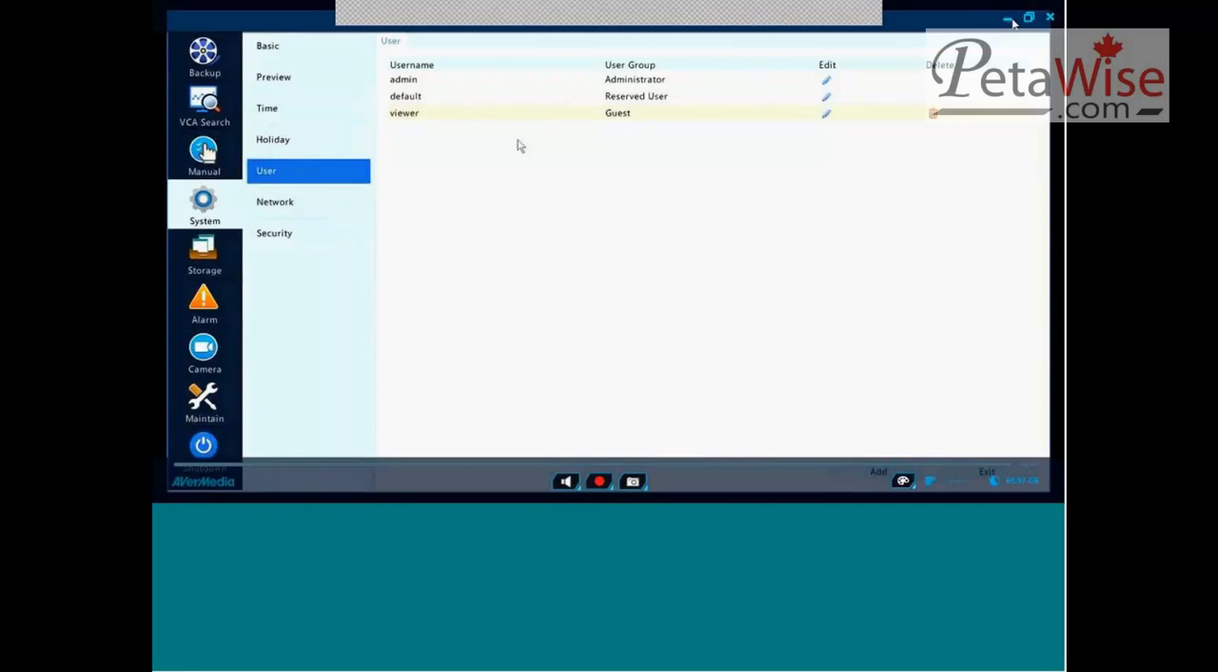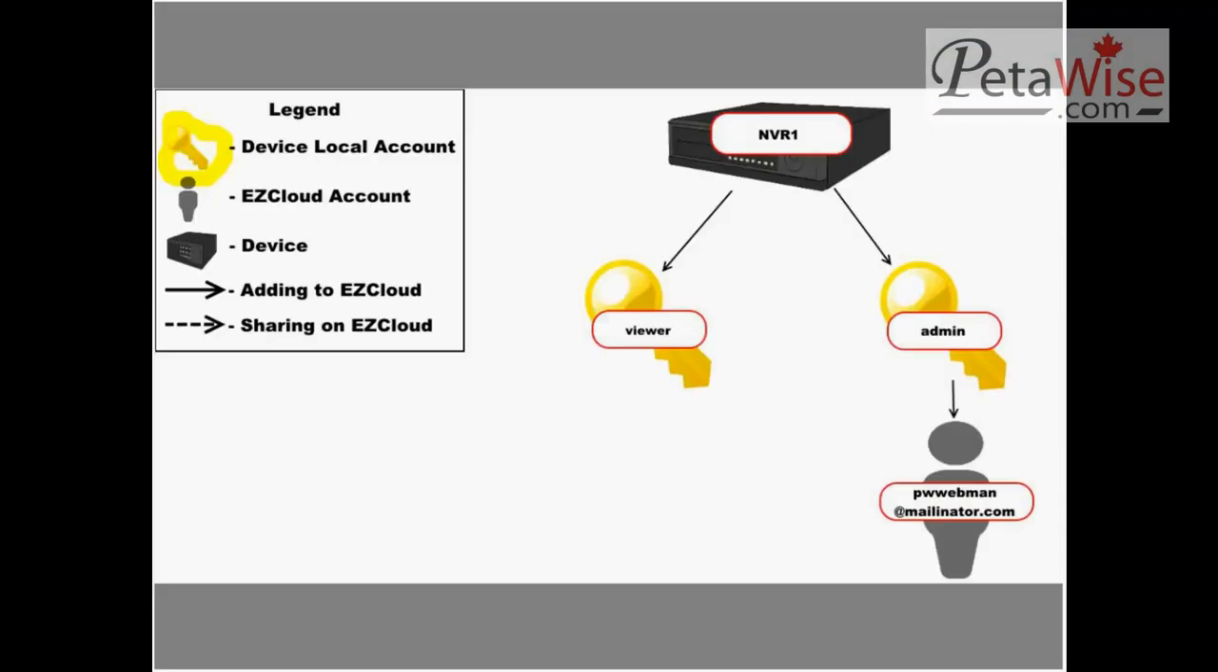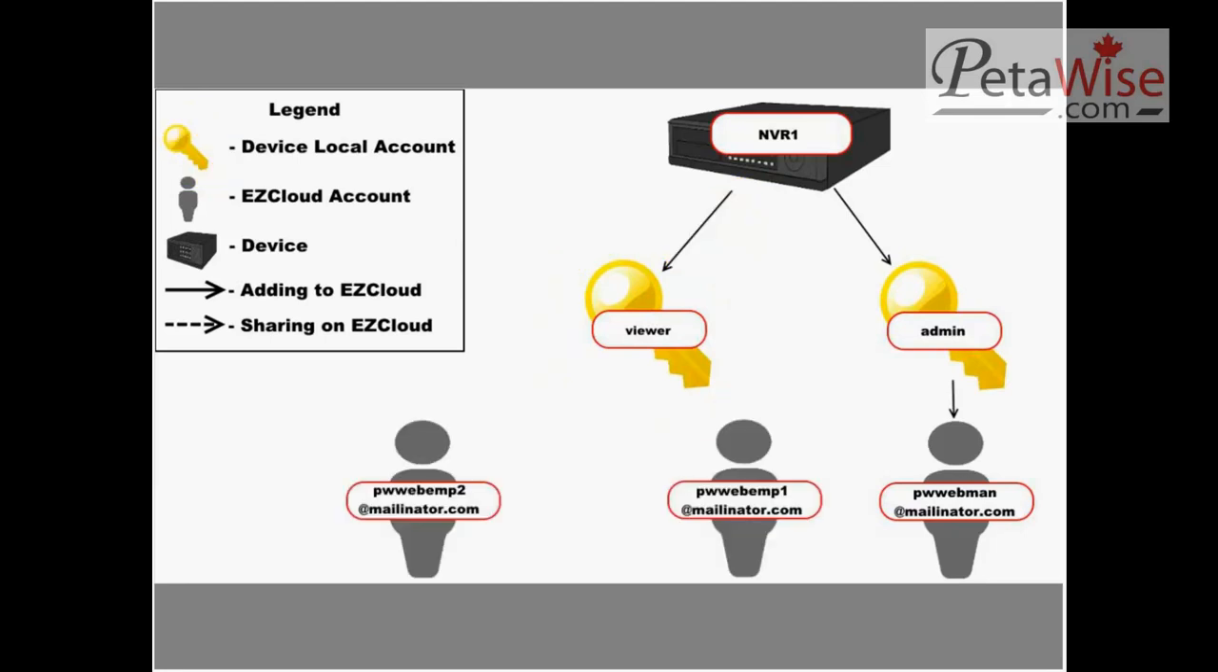So now, what we want to do, we've created our viewer account on the NVR, and we still have our admin account shared in. It's all the same there. But our next step is to have our accounts to share it to. So we already have our EMP1, and let's go and create another EMP2. So we're going to create our EMP2.